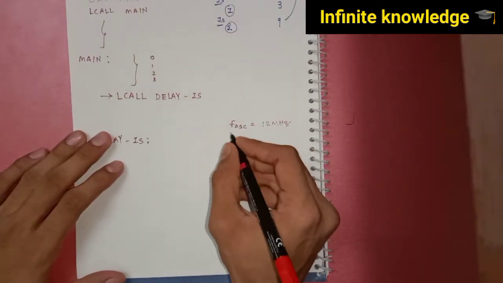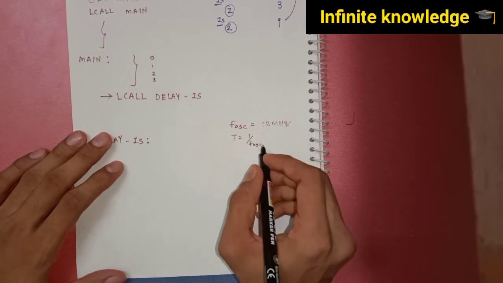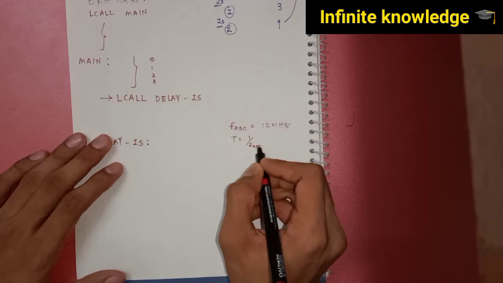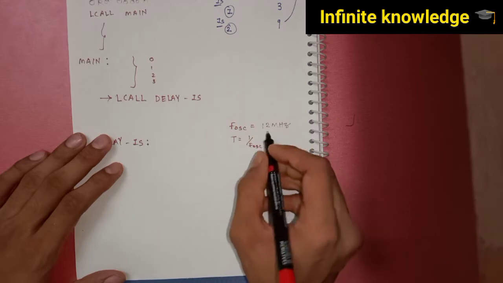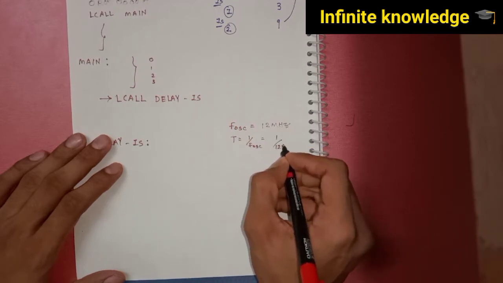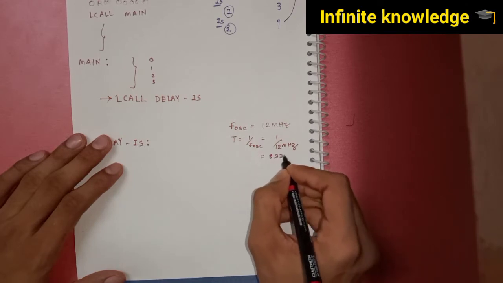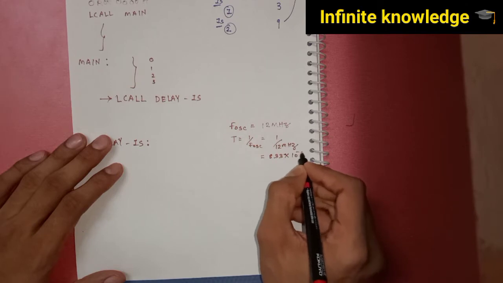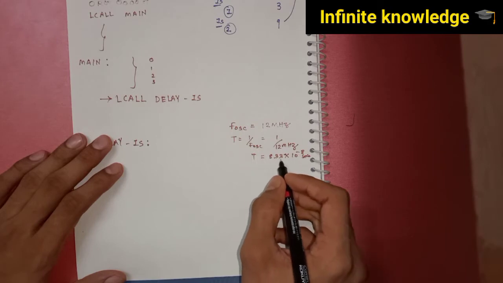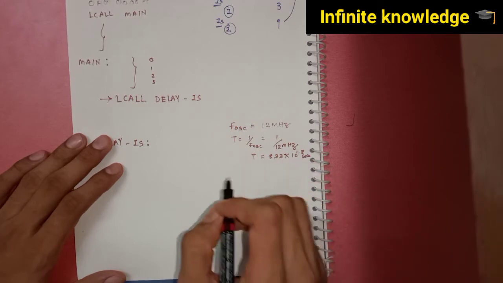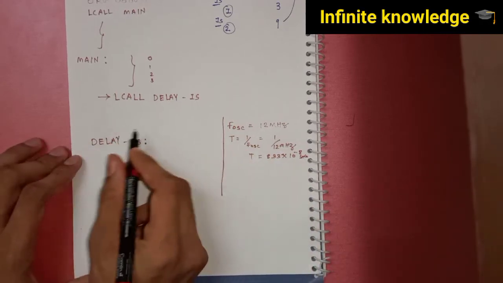Now what you have to do is find the time period T, which is equal to 1 upon FOSC, and FOSC is our crystal frequency, or you can say oscillator frequency, 1 by 12 megahertz. And what we get is 8.33 into 10 raised to minus 8 second. What is T? T is equal to 8.33 into 10 raised to minus 8 second. Now take this aside and let's focus on our delay for 1 second.